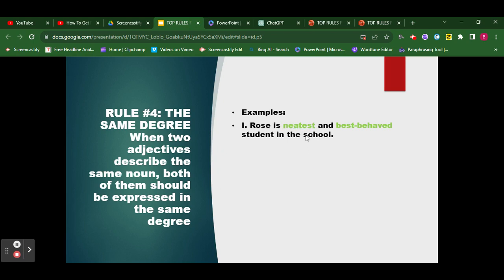Rose is the neatest and best behaved student in the school. Of course, you have to add the definite article here. Rose is the neatest and best behaved student in the school. So neatest is in the superlative degree, and best behaved is also in the superlative degree. Let's take another example. Ronaldo is the strongest and fastest player in the team. So both strongest and fastest are in the superlative degree, okay?